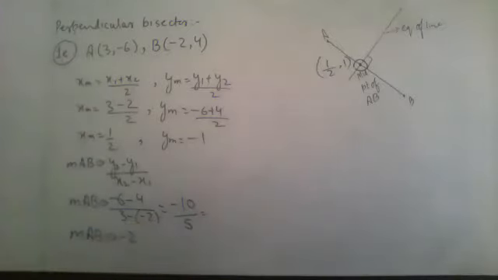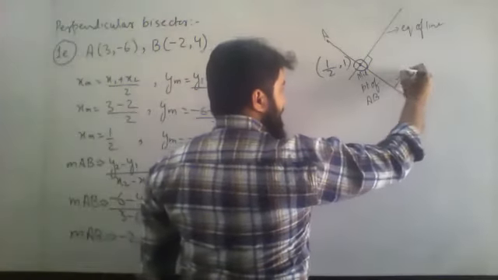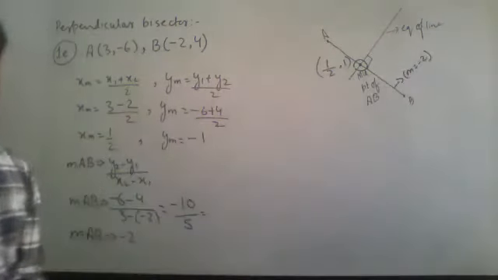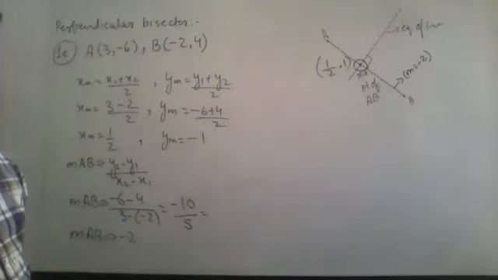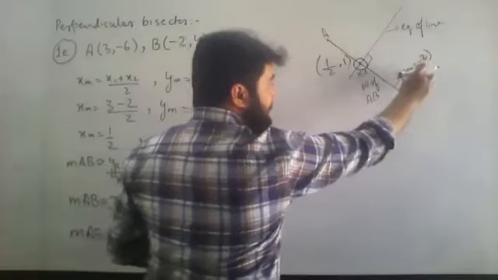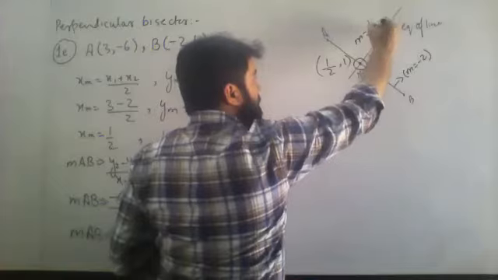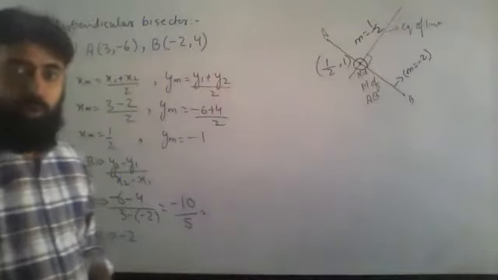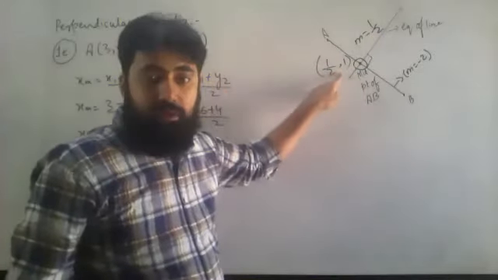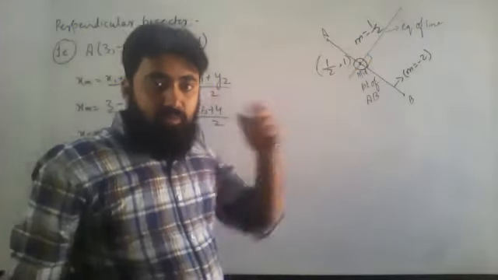The gradient of AB is minus 2. As the gradient of AB is minus 2 and this line is perpendicular, the gradient of this line will be equal to 1 over 2. Okay, so now I have to find the equation of the line. I have got the point of intersection and I have got the gradient. So what will we do now?